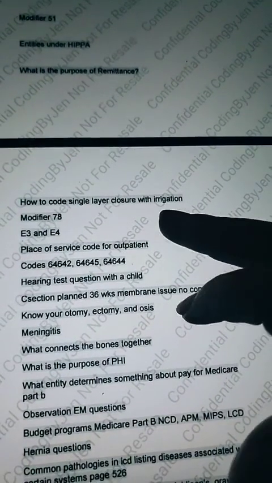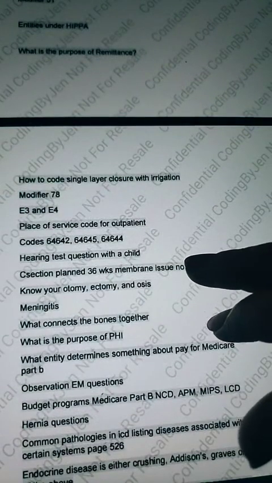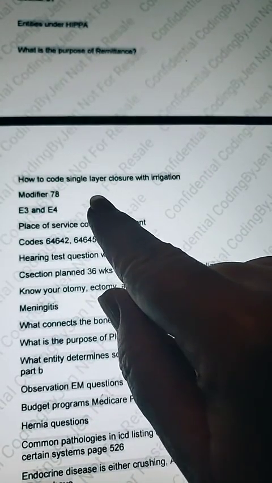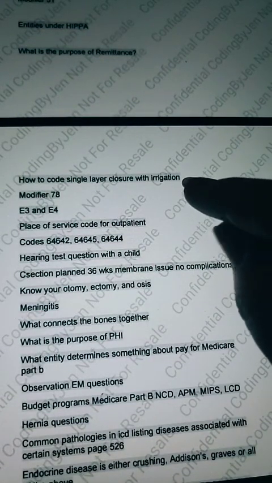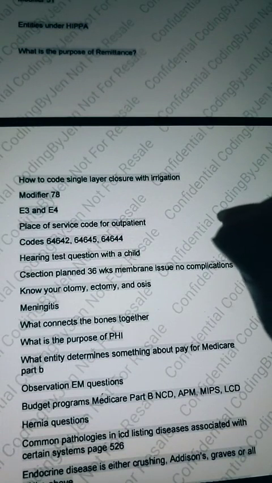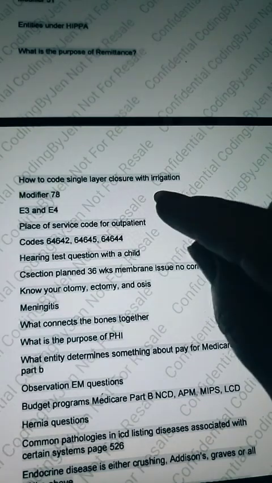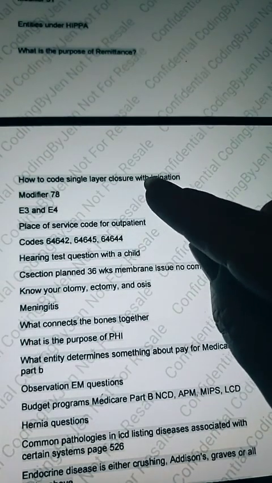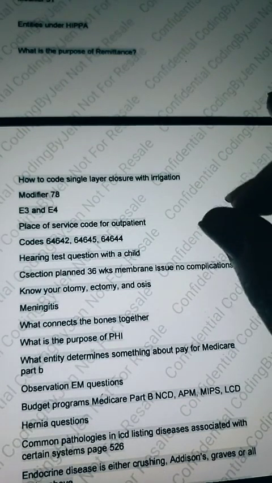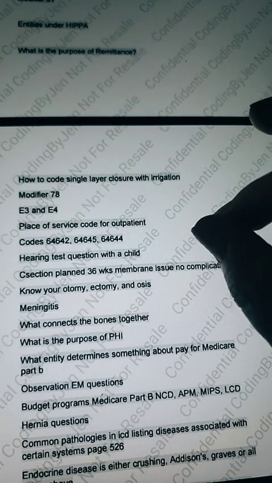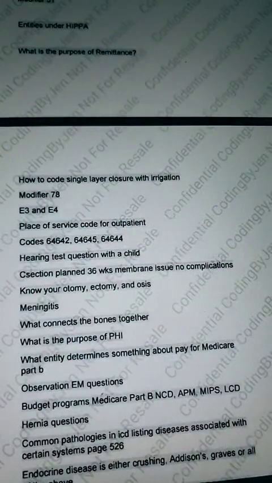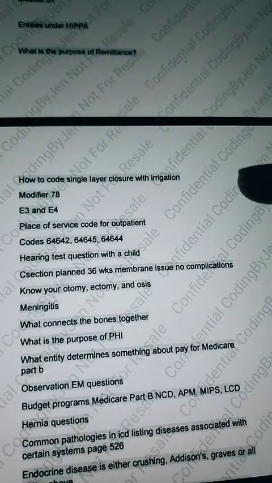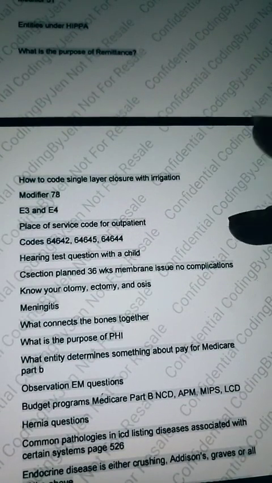We've got layered closure with irrigation. If you have a single layer closure, so it's simple, but you had to do an irrigation because it had some filthy stuff in it, like they fell into a reservoir or something, but you had to irrigate it before you sewed it up, you can actually bump that up and code it as an intermediate laceration instead of a simple single layer laceration, in case you didn't know that. That's one of those little sentences in between coding one section and integumentary to another section. If you didn't know that, it's probably going to be asked on your CPC exam.